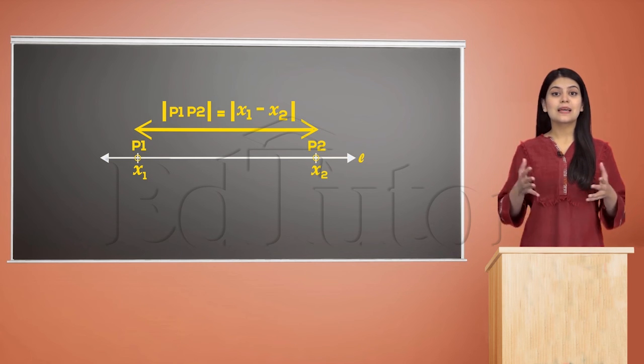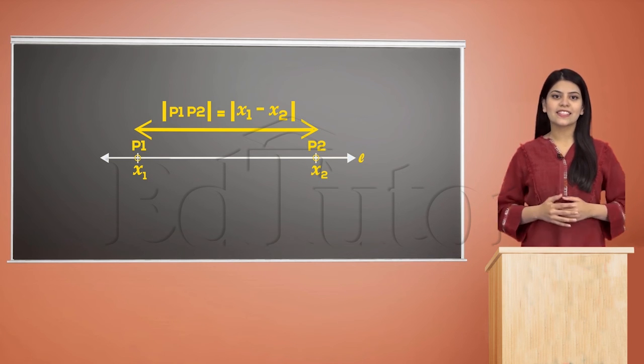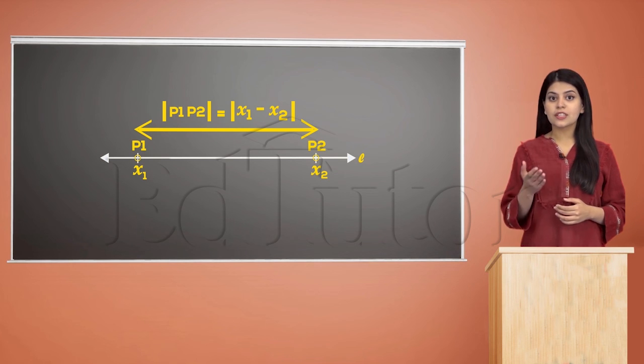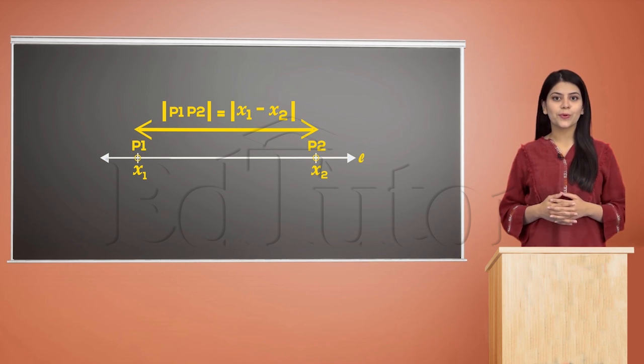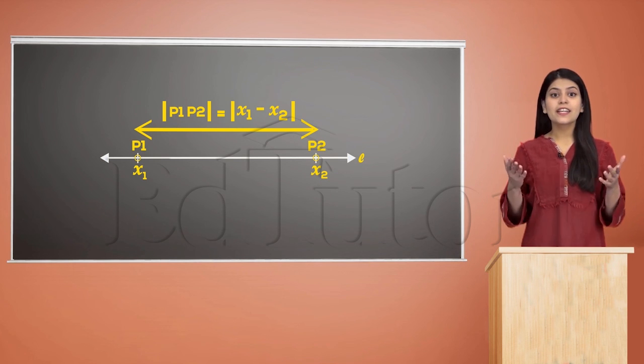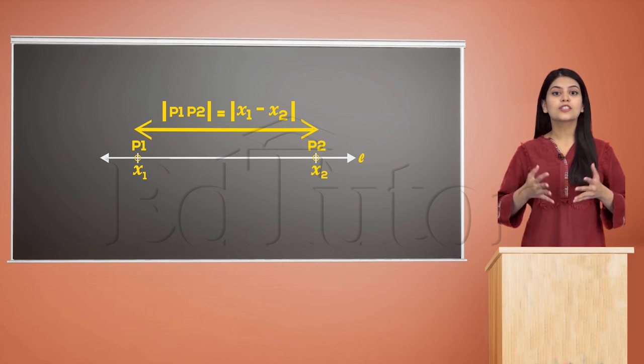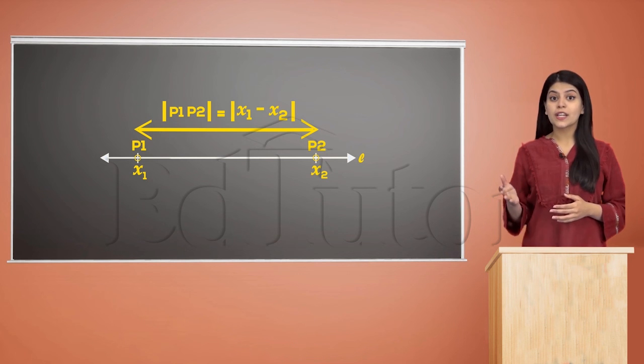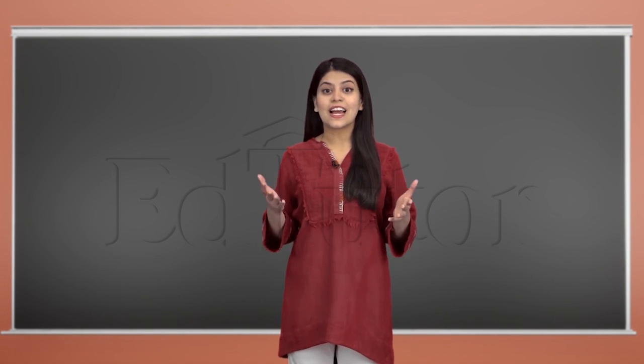Great work. Let's summarize what we just learned about line L. We know its origin is 0, denoted by O, right? We learned that every number corresponds to a single point, just like 1 corresponds to point A. And finally, we saw how to get the distance between any 2 points. And that's it for line L.